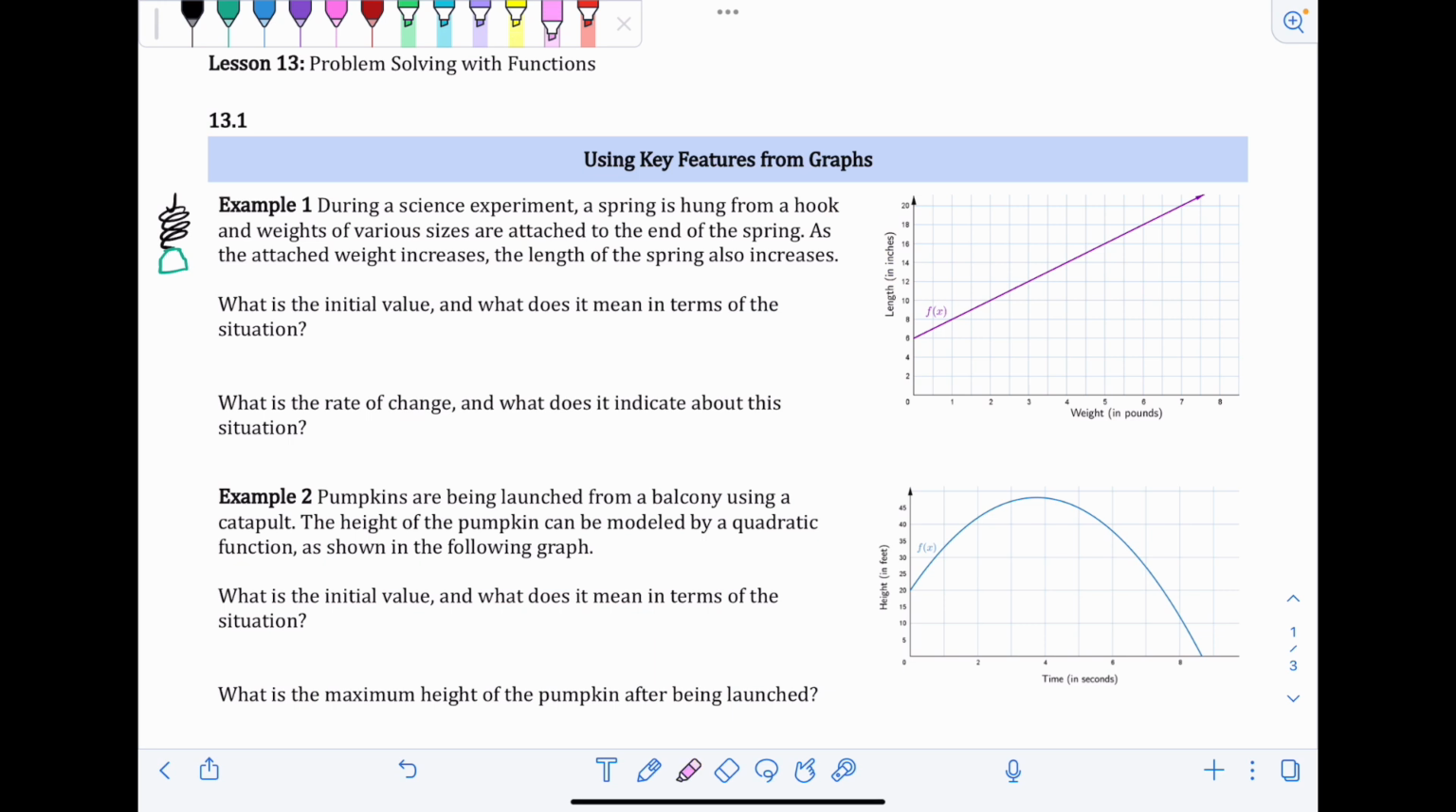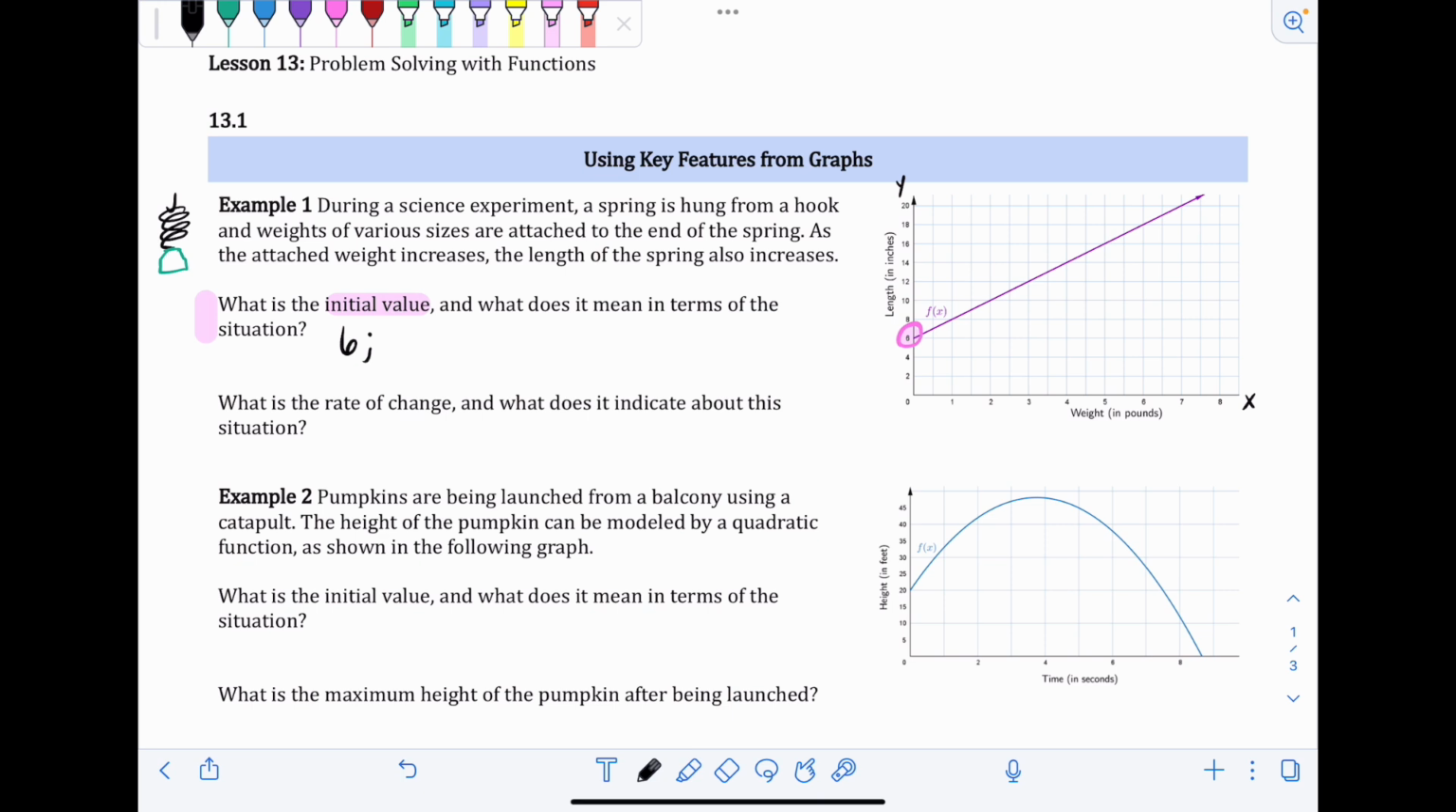So the first question right here says, what is the initial value and what does it mean in terms of this situation? When you see the phrase initial value and you have a graph, you're looking at where the graph begins, and you're looking at the y-intercept specifically. Remember, the horizontal axis is the x, and the vertical one, the one that goes up or down, is the y. So if we're looking for the y-intercept, we're looking at where the function touches the y-axis. For this problem, it hits the y-axis at 6. So our initial value is 6.